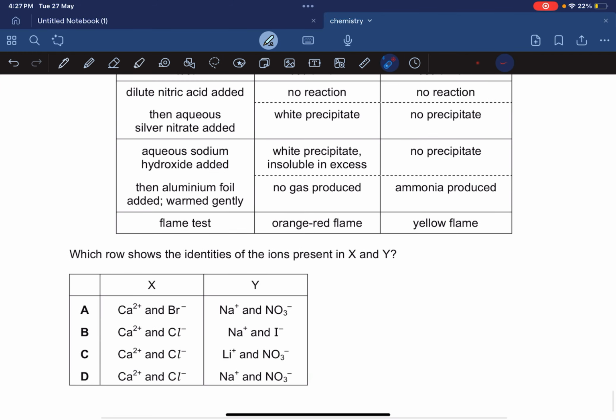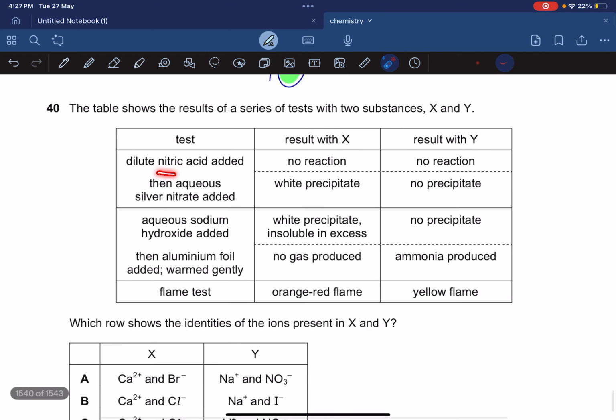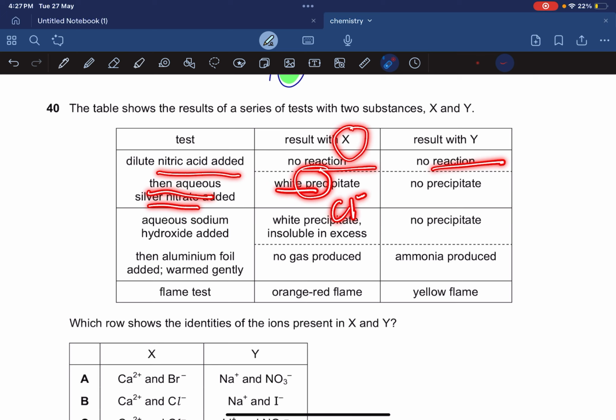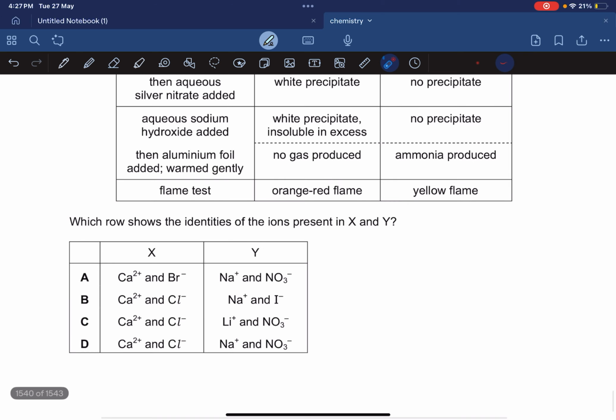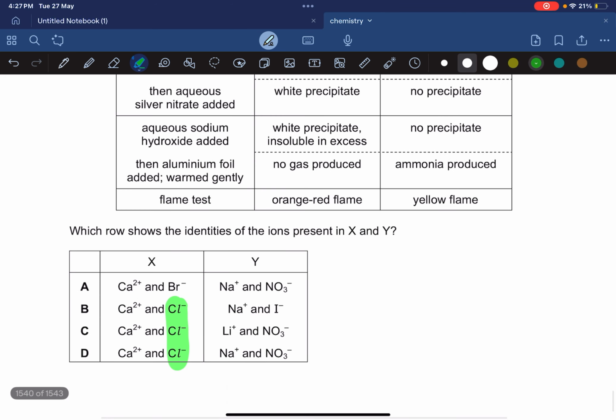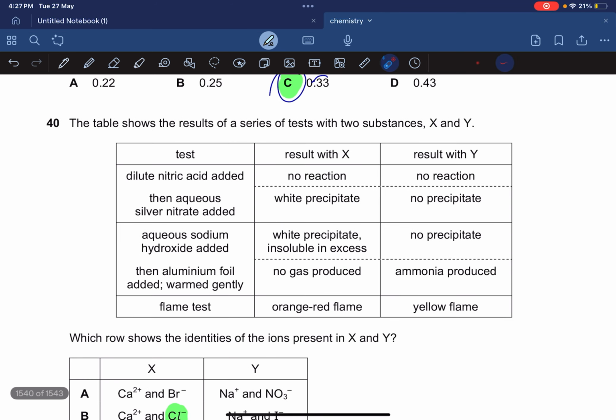In P1, which row shows the identities of the ions present in X and in Y? You add nitric acid, no reaction, no reaction. Then you add aqueous silver nitrate, white precipitate. That means this X thing contains a chloride ion. Because a white precipitate, if you have learned the qualitative analysis, you should know what I'm talking about. So it must definitely have a chloride ion. And this Y thing does not have a chloride ion because no precipitate.